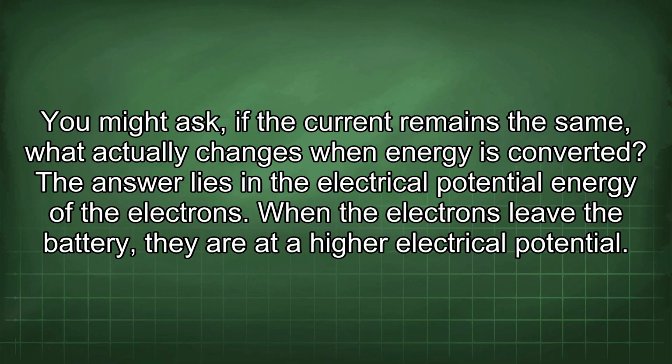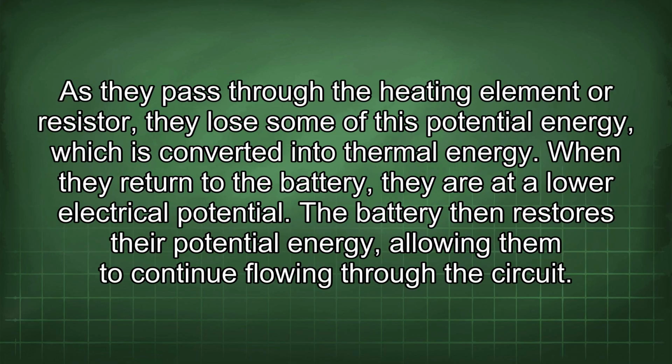You might ask, if the current remains the same, what actually changes when energy is converted? The answer lies in the electrical potential energy of the electrons. When the electrons leave the battery, they are at a higher electrical potential. As they pass through the heating element or resistor, they lose some of this potential energy, which is converted into thermal energy. When they return to the battery, they are at a lower electrical potential. The battery then restores their potential energy, allowing them to continue flowing through the circuit.